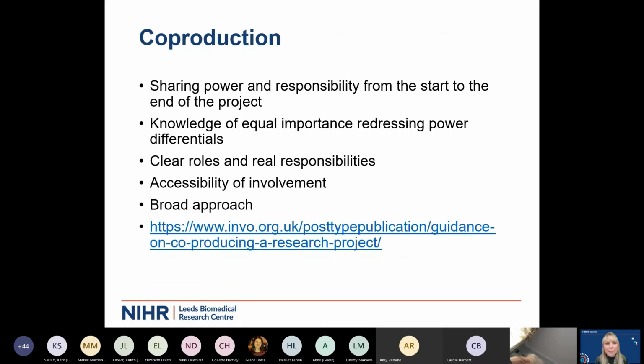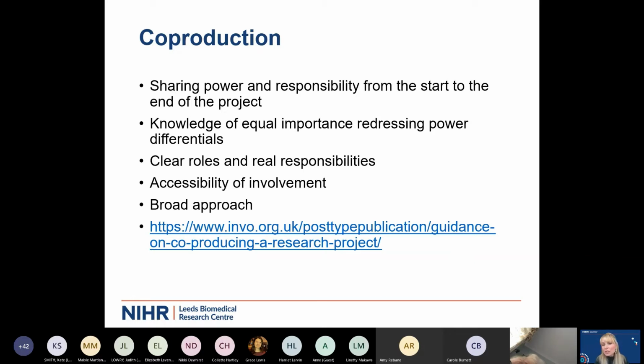And you'll often hear the word co-production, which is really the approach we would like to take to public involvement at Leeds Biomedical Research Centre. It's an approach in which research practitioners and the public work together to share power and responsibility from the start to the end of the research project. It recognises the knowledge of both public partners and medical professionals as being of equal importance and redresses some of those power differentials.